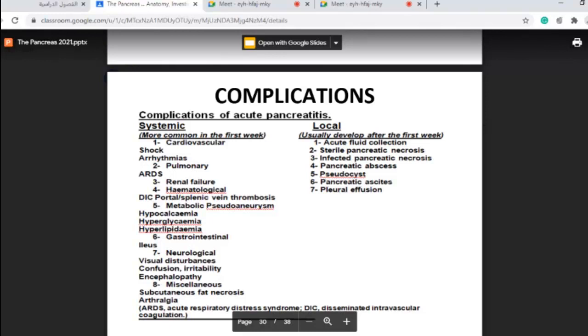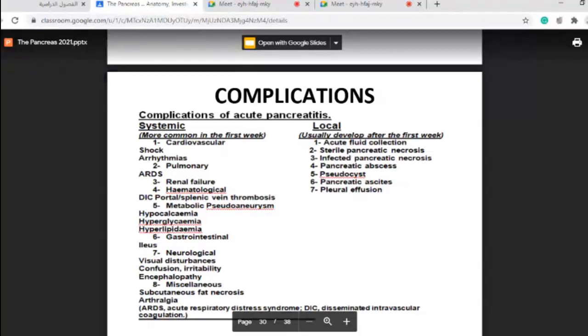There are a lot of causes of adult respiratory distress syndrome. One of these, in acute pancreatitis, as I told you, is that the inflammatory fluid and exudate of the pancreas, which is retroperitoneal, passes upward to the chest, to the mediastinum, and causes respiratory distress syndrome. Also, there may be renal failure and hematological complications. There may be DIC, disseminated intravascular coagulation. And you know, DIC is very serious. Maybe portal vein thrombosis.